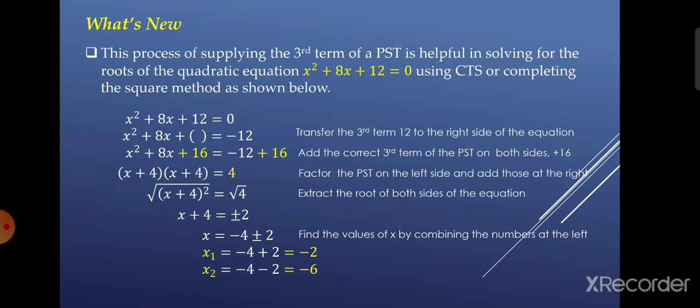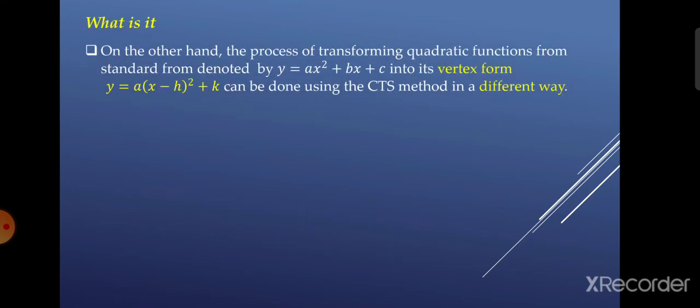This is a review lang sa module 1. Pero kanang method, CTS method will be used sa atong lesson karon. How? On the other hand, the process of transforming quadratic functions from standard form denoted by y is equal to ax squared plus bx plus c into its vertex form, which is written as y is equal to a times the square of the binomial x minus h plus k, can be done using the CTS method in a different way. CTS method gihapon siya pero sa lahi nga pamaagi.